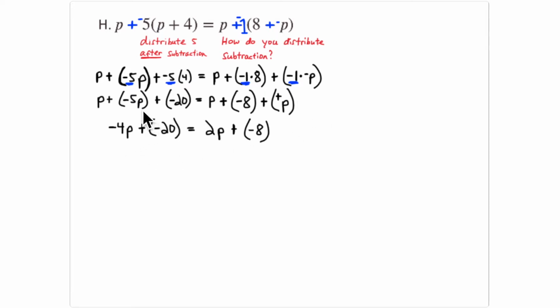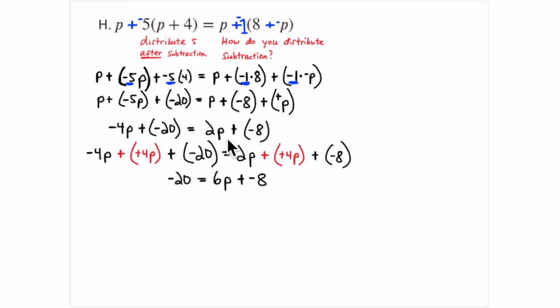So if I have a negative 5p and this is a positive 1p, this is negative 4p. Negative 20, I have 1p here plus another p there, that's 2 p's, plus a negative 8. Now I want to get rid of the numbers on one side and get rid of the coefficients or the variables on the other side. So first I'm going to get rid of this negative 4p. I want to work with positive p's.